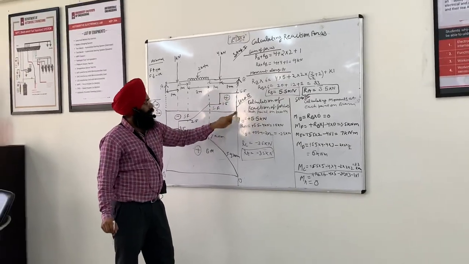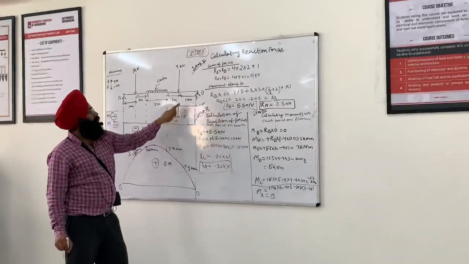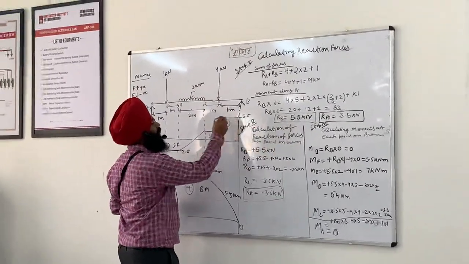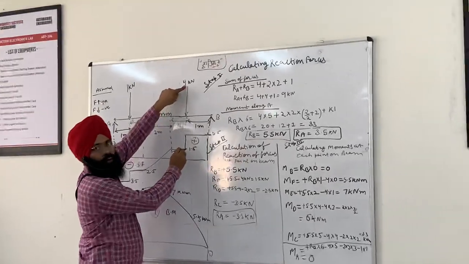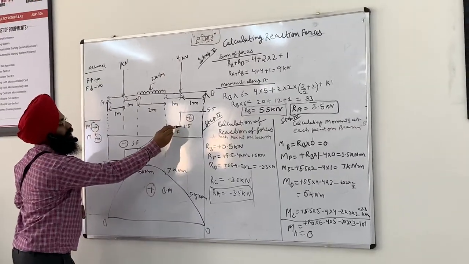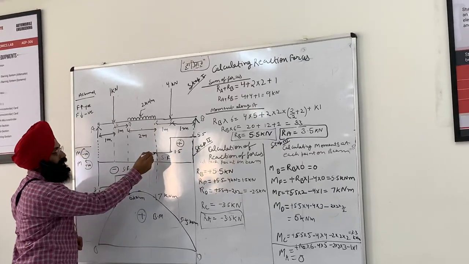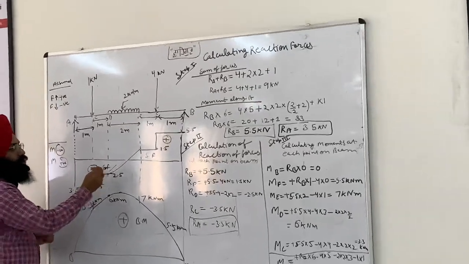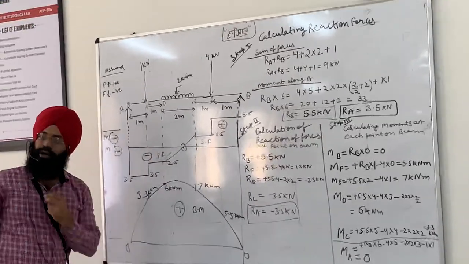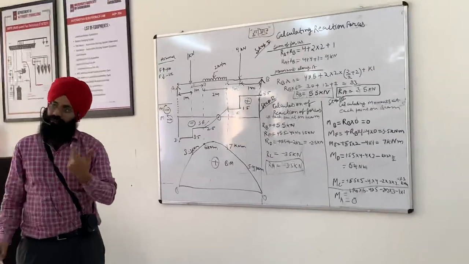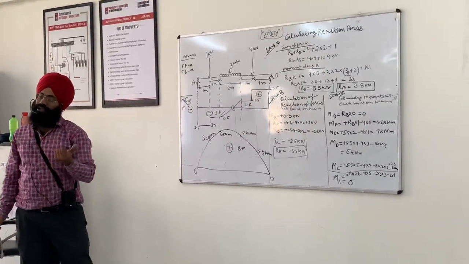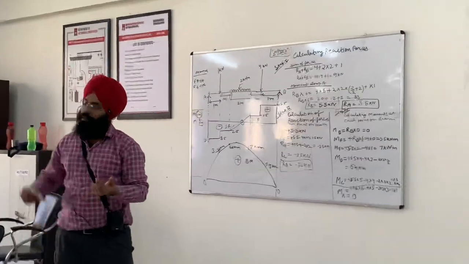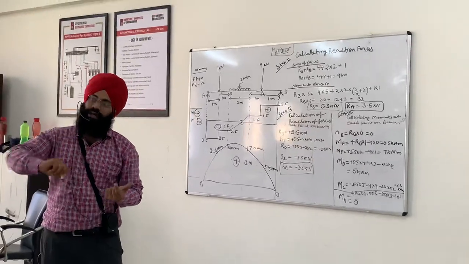5.5 was the first value. Second value is again 5.5 because up to here it was 5.5 only. Then there is a reduction of 4 kN. Similarly, RE point is 1.5 and again at RD it was 2.5. So this point is called the point of contraflexion. What is the point of contraflexion? Where the shearing force changes its direction from positive to negative or from negative to positive.